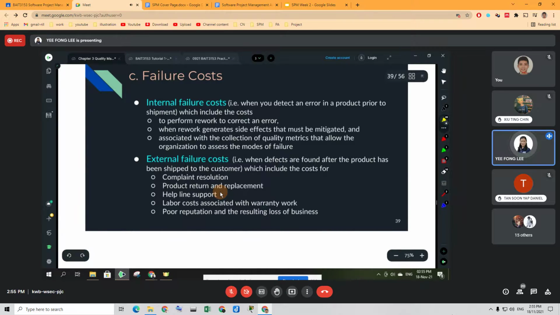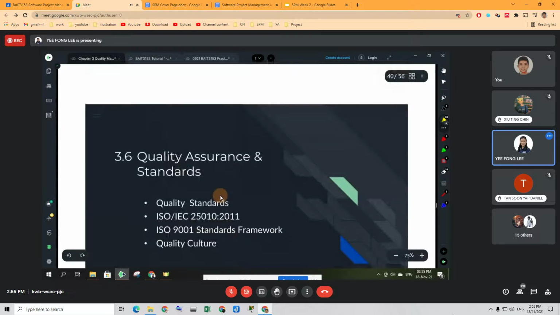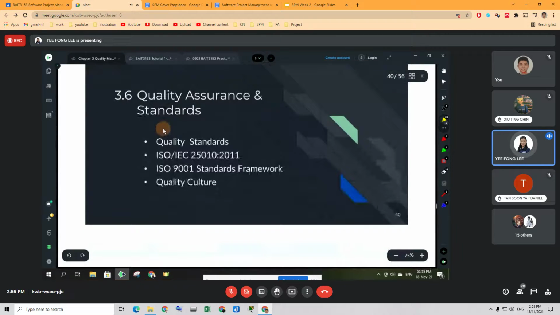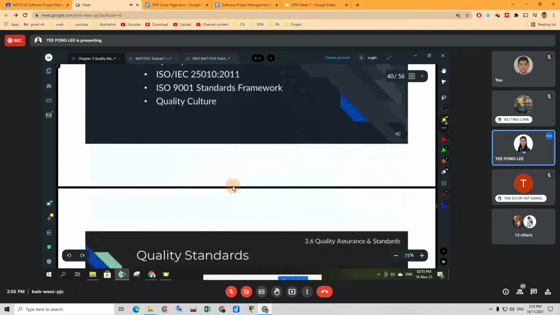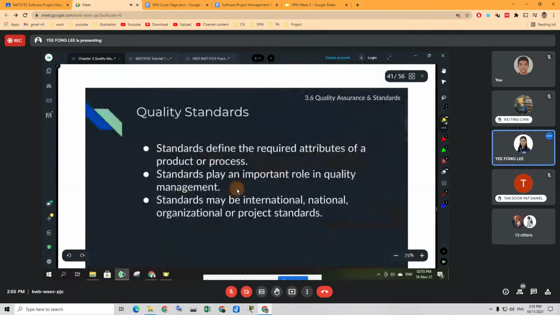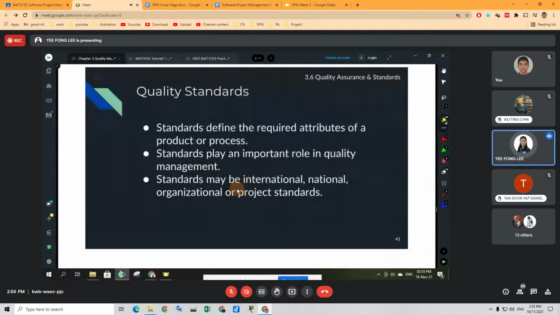Next one, we look at 3.6, assurance standards. There was a question yesterday, tutorial question number 1. Some of you haven't done it yet. So after our lesson today, please complete it for tomorrow. So we look at the next slide here.